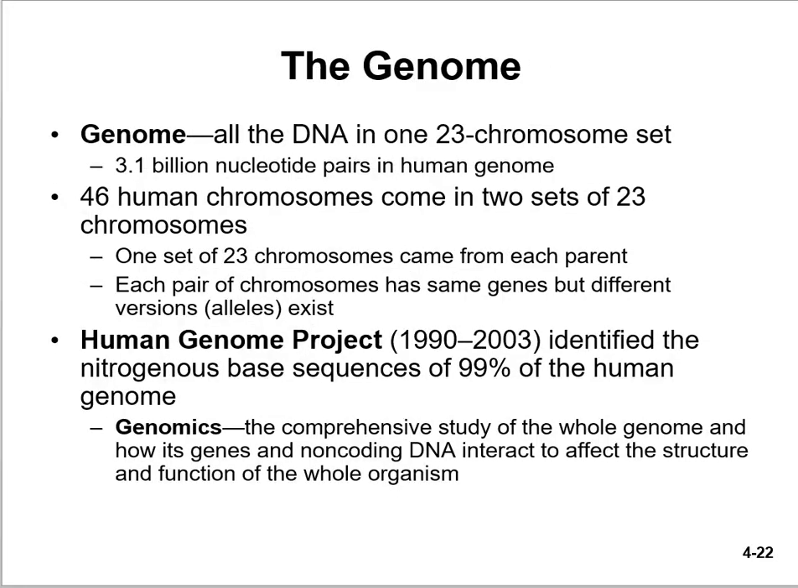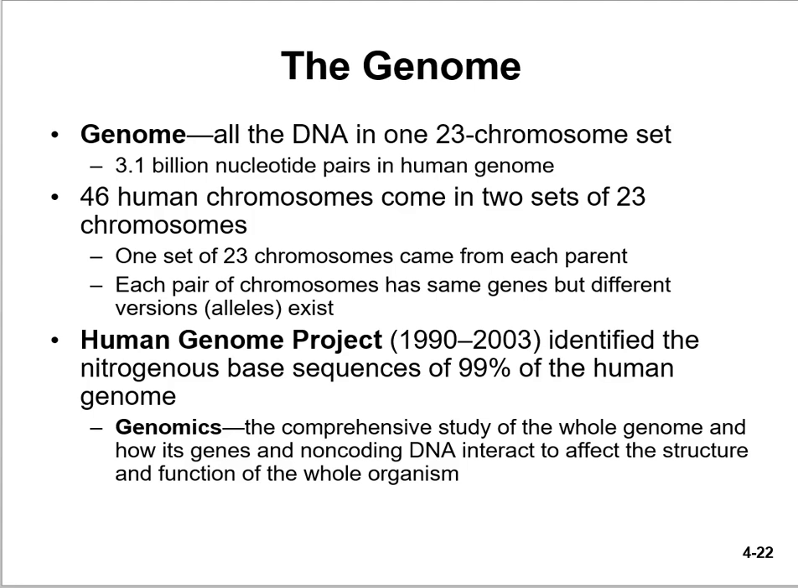Again, the genome is all the DNA in one 23 chromosome set, so that's 46 chromosomes in a human. There's about 3.1 billion nucleotide pairs in the human genome. That makes our DNA very long. But then cut it up and string it out over 46 human chromosomes that come in sets of 23, 23 of them from mom, 23 of them from dad.